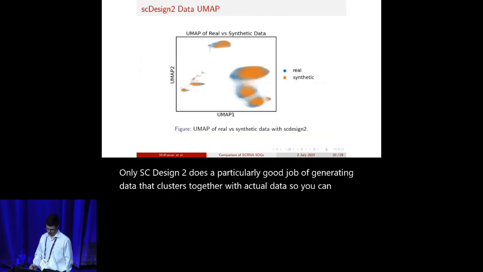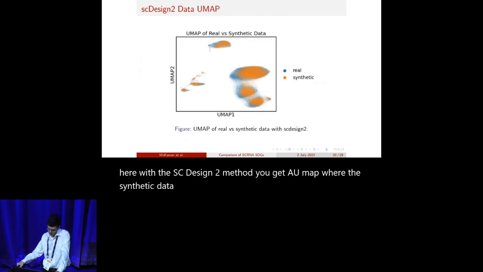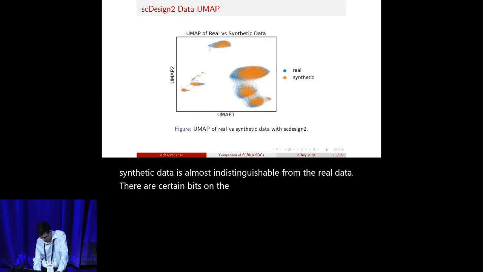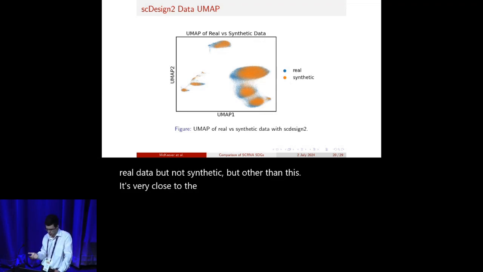So you can see here with the SC Design 2 method, you get a UMAP where the synthetic data is almost indistinguishable from the real data. There are certain bits on the fringes here where you can see real data but not synthetic. But other than this, it's very close to the actual input data.